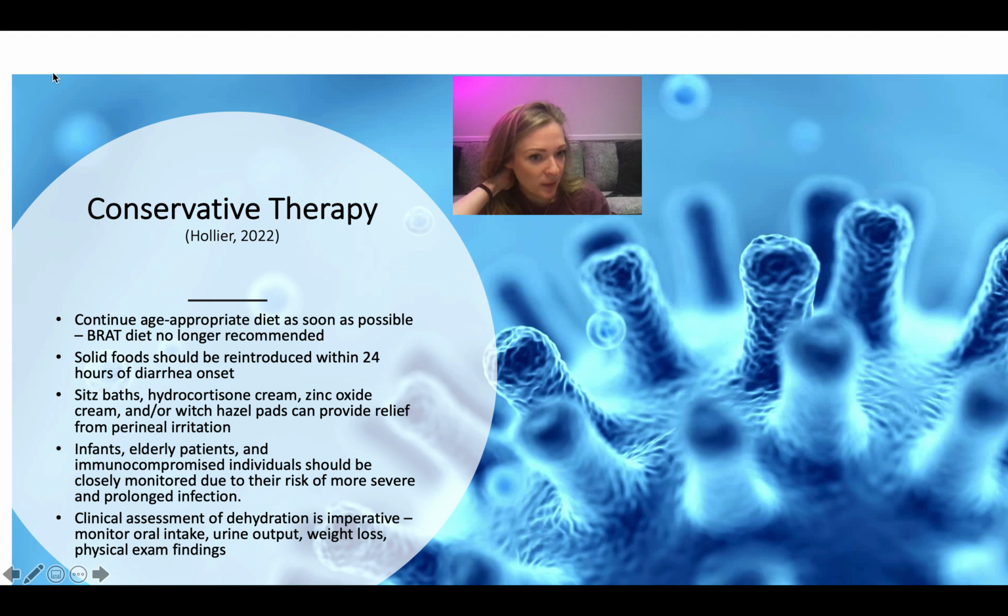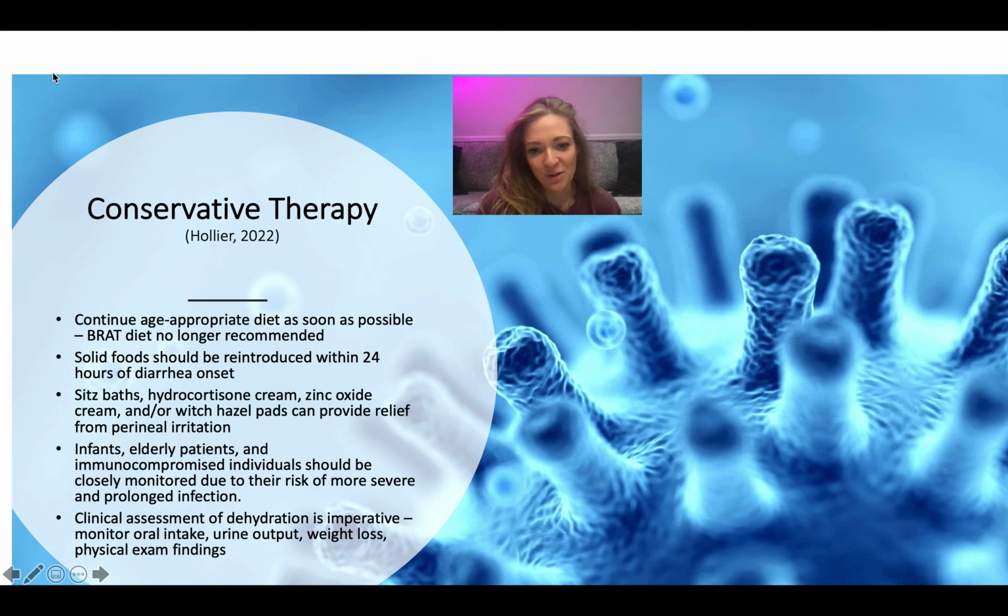Continuing conservative therapy, some recommendations include continuing an age-appropriate diet as soon as possible. The BRAT diet is actually no longer recommended. Solid foods should be reintroduced within 24 hours of diarrhea onset. Due to persistent diarrhea and potential perineal irritation associated with that, sitz baths, hydrocortisone creams, zinc oxide creams, or witch hazel pads can provide some relief.